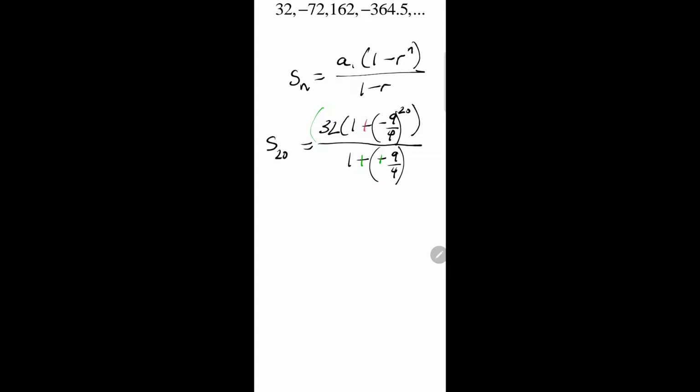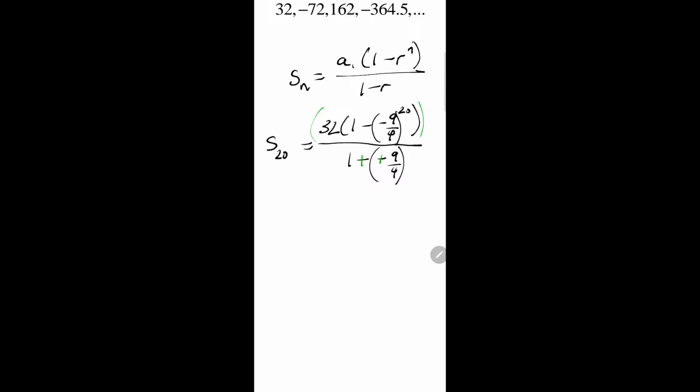Now over here, you can't really do that yet because this part has an exponent. So we don't know if that negative 9 over 4 is still going to be positive after it's raised to the 20th power, which it won't be because it's an even exponent. So just be careful, don't change that. You can change the bottom ones. If you're uncertain, I would just plug this in the calculator the way you see it.